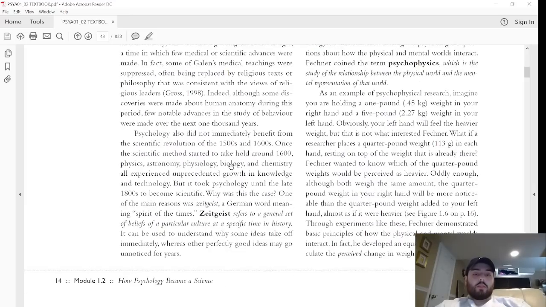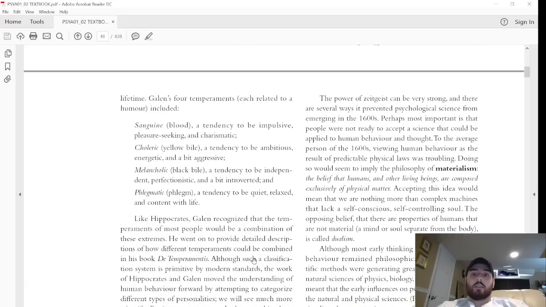So we can even look at what the definition of a zeitgeist is, which refers to a general set of beliefs of a particular culture at a specific time in history. It can be used to understand why some ideas take off immediately, whereas other perfectly good ideas may go unnoticed for years. The power of this zeitgeist can be very strong, and there are several ways it prevented psychological science from emerging in the 1600s. Perhaps most important is that people were not ready to accept a science that could be applied to human behavior and thought.